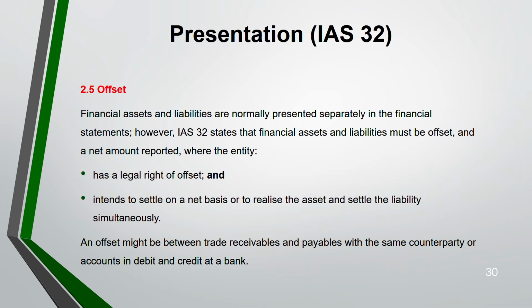Now, an offset might be made between trade receivables and payables also. Remember, trade receivable and payable is also one kind of financial instrument, right? That also you can offset. But remember, it has to be with the same counterparty.